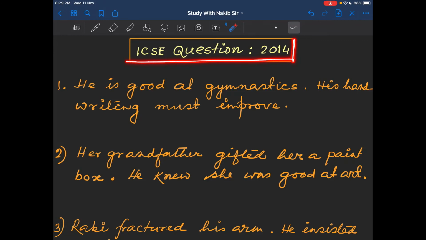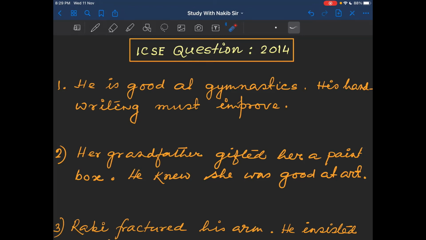ICSE question 2014. See the first question. He is good at gymnastics. His handwriting must improve. You know what to do. First copy the questions in your copybook one by one. When the copying is done, pause the video and do your works. When the works are done, resume the video and check your answers with my answers and discussions.